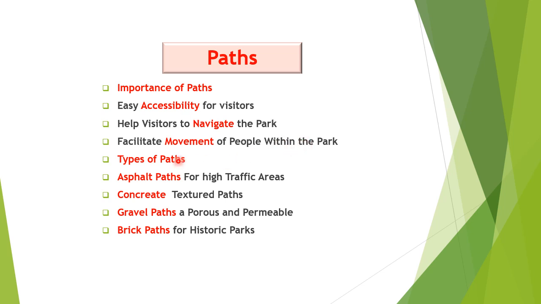What are the types of paths? They depend upon the material. Asphalt paths for high traffic areas. Concrete, these are textured paths. Gravel paths are porous and permeable paths. Brick paths for historic parks. So you have a choice for the paths which are to be made, as per your park requirements. So you can use tiles, you can use concrete, you can use permeable and porous gravel paths, or simply if it is historical, you use brick paths.